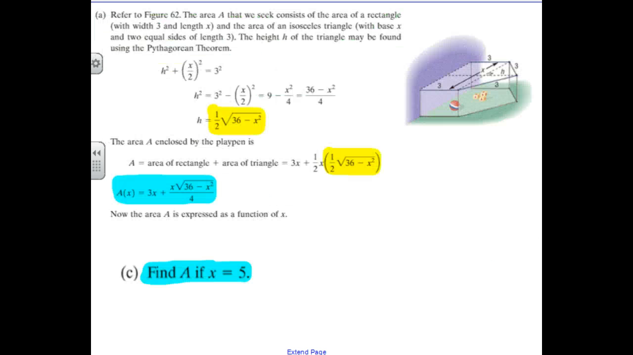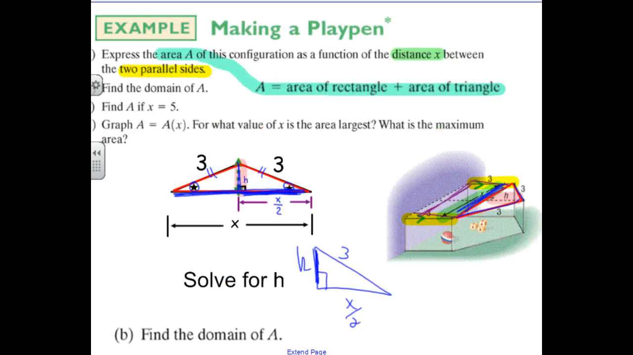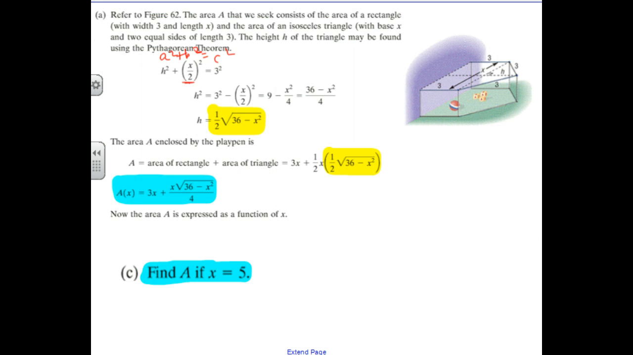And for sake of time, I think the author's already worked this out. So there it is. There's that a squared plus b squared, the Pythagorean theorem, equals c squared. But notice they've replaced that with the h squared. We decided that this length was b, so we're doing what? This side, h squared plus (x over 2) squared is equal to 9. And that's what they have over here. There's their 9. And they solve for h, which is this 1/2 the square root of 36 minus x squared.